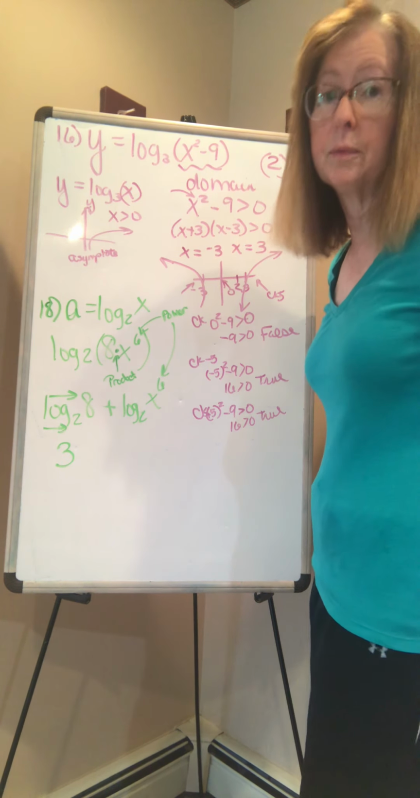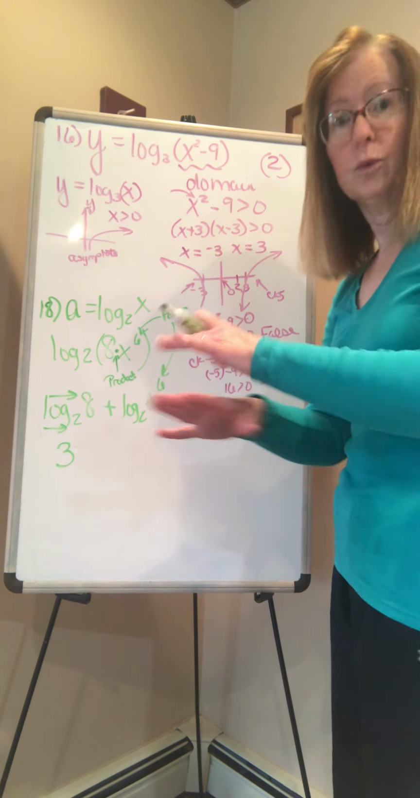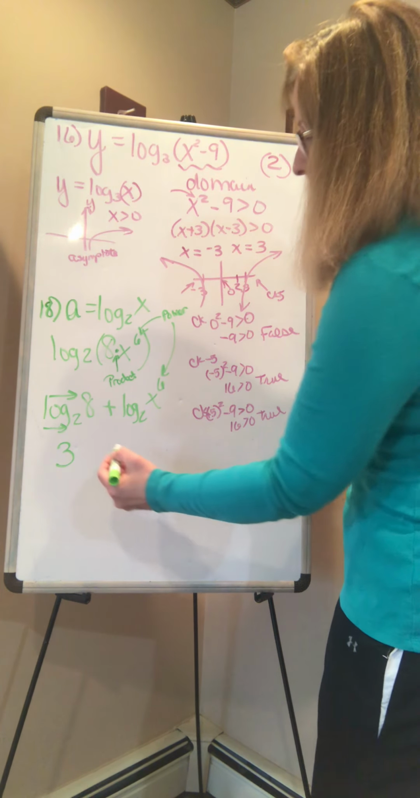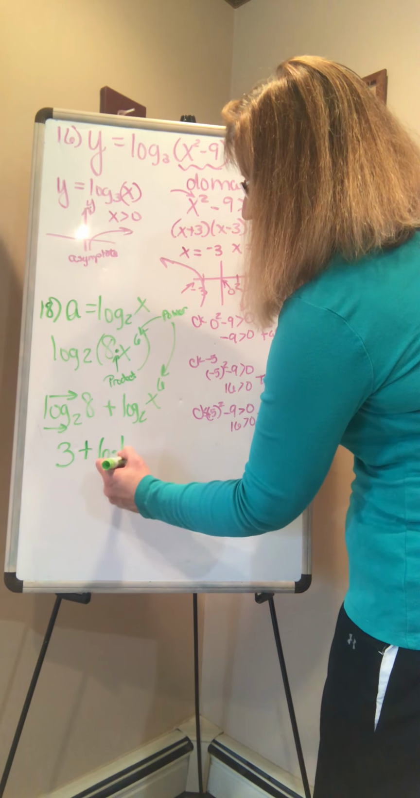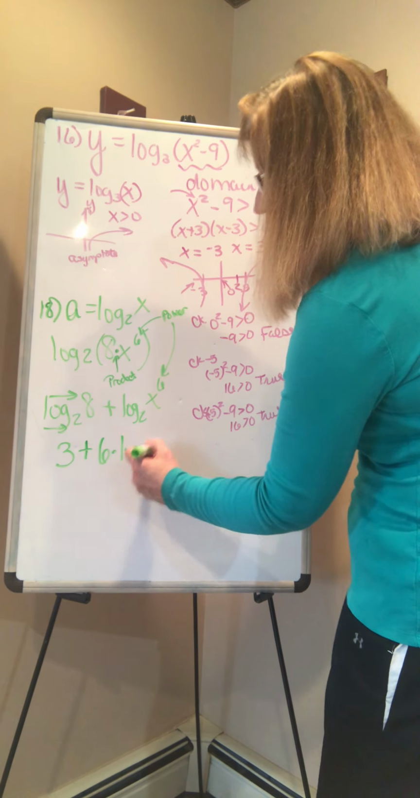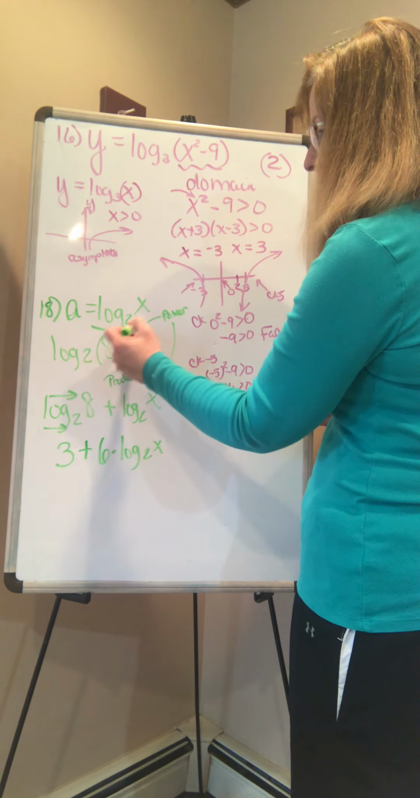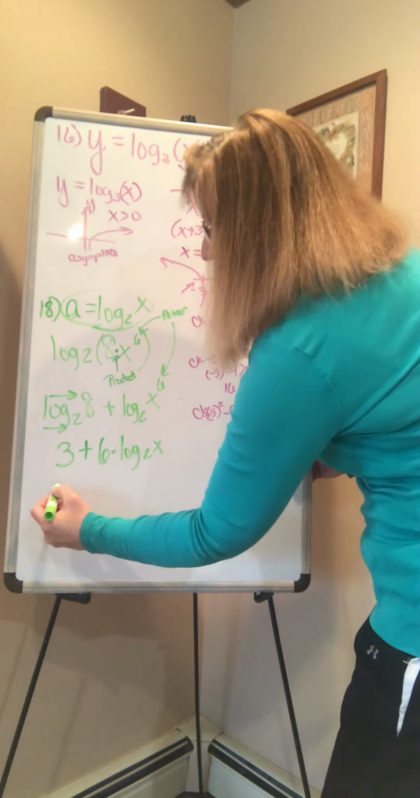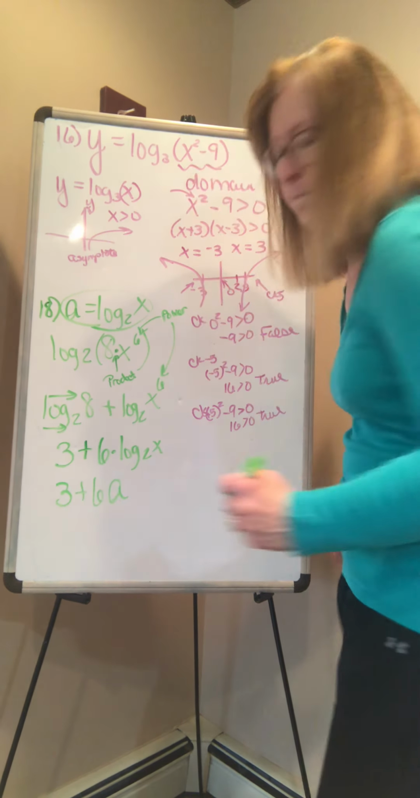So again, that's bringing us back now to lesson 1. So when it's all numbers, you have to figure it out. And this would then be plus 6 times the log base 2 of x. Well, now I'm going to substitute. They said log base 2 of x is a. So this would be 3 plus 6a.